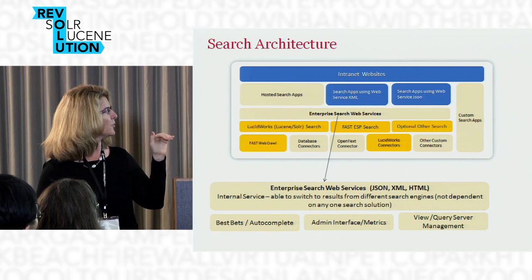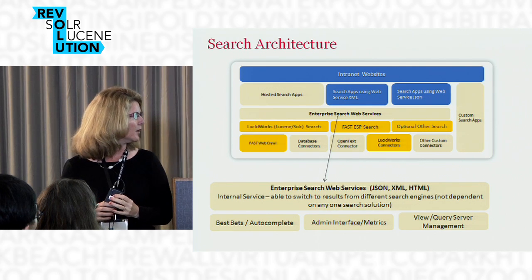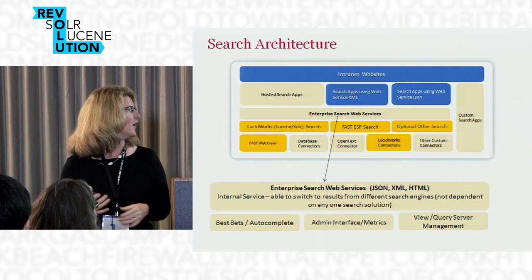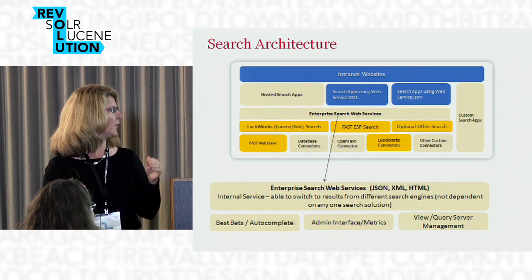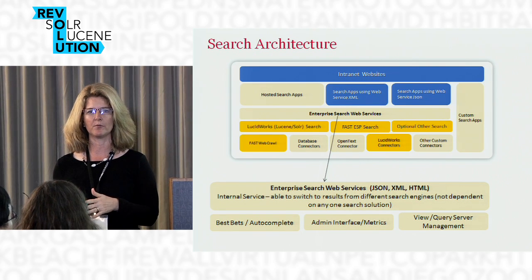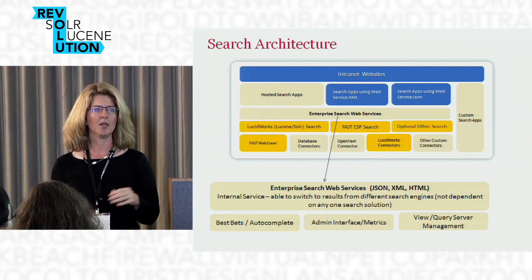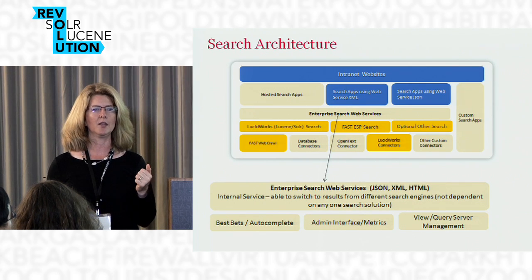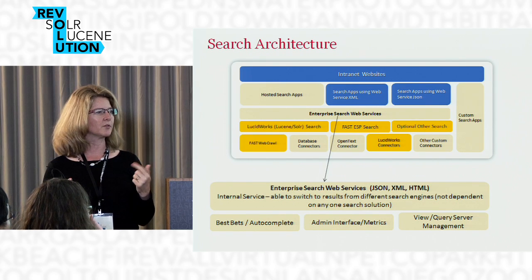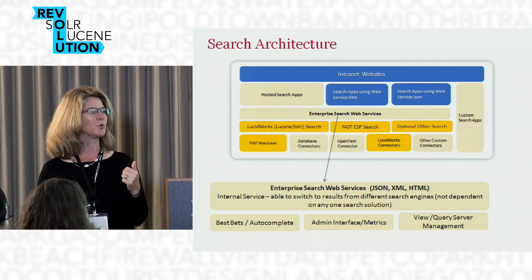So we have an enterprise search web services layer. Brian can talk a little bit about it in just a few minutes here. This is our web layer that abstracts what we're doing for search from our search engine. It also provides security and helps with some manageability. It's an internal service, so we're able to switch people from one search engine to another.